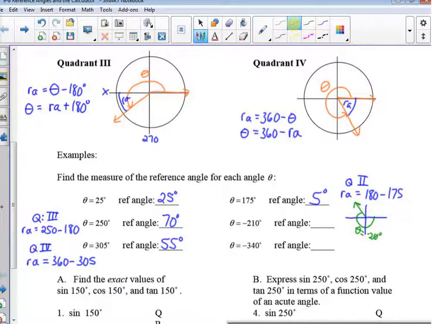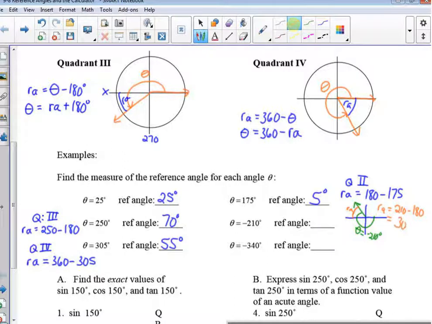The reference angle is this little piece right here off that x-axis. That's the reference angle. To find that, you need to think about it. I have this as 210. If I want to find that little piece, I'm going to do the reference angle equals 210 minus 180. And that will give me that little piece. And 210 minus 180 is 30.